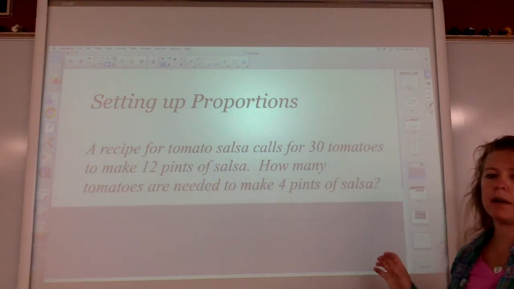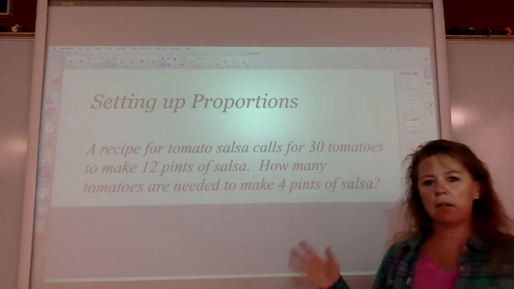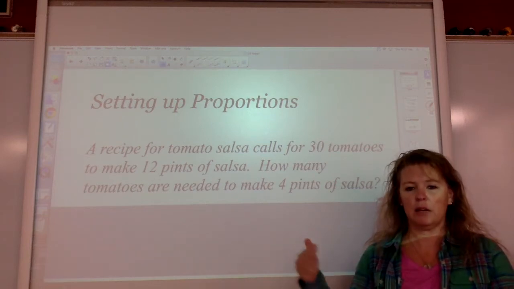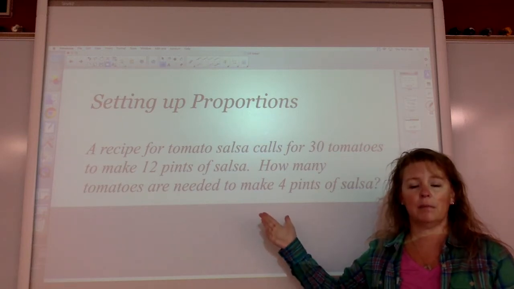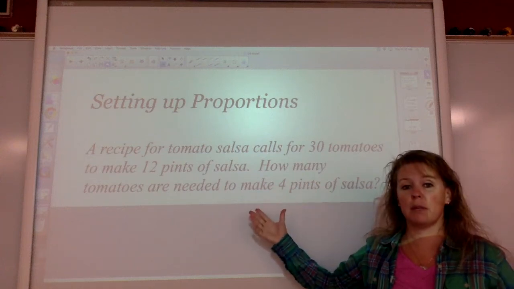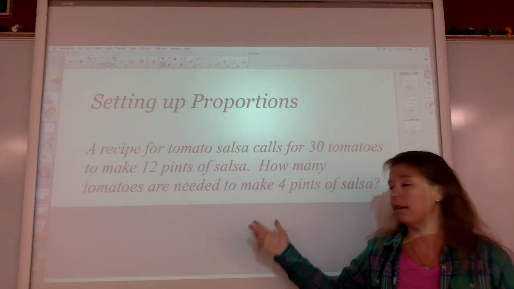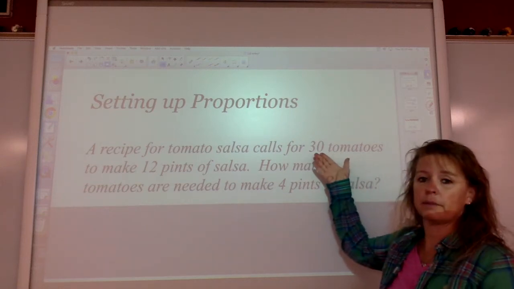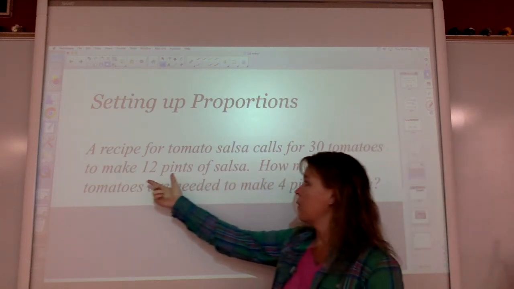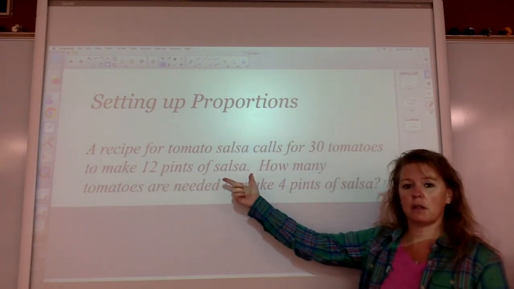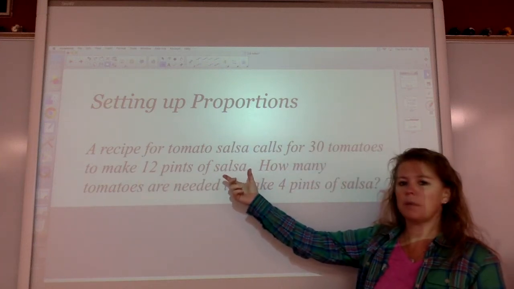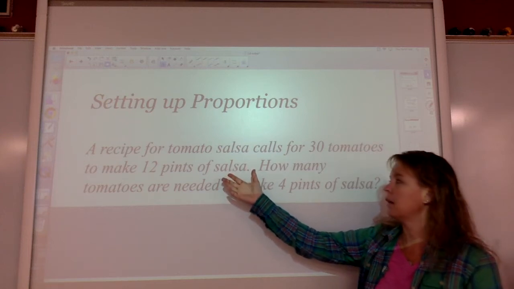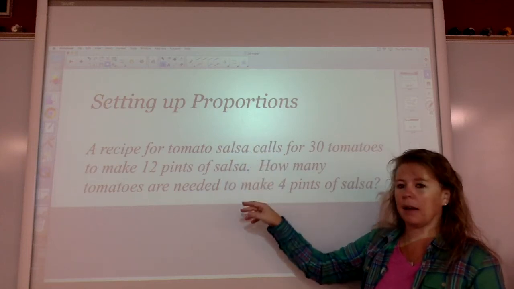And of course, then we're going to take everything that you just learned and put it into a word problem and see, instead of me just giving you a problem and saying, do the math, there's a real life problem. Like you might actually have a recipe that you want to change. That's real life. A recipe for tomato salsa calls for 30 tomatoes. Okay, get those out of your garden. We're making 12 pints of salsa. And then, of course, we'd need some tortilla chips, and we'd have to add probably some sour cream is my favorite to go with that. But that's not in here. We're not going to make it that complicated.